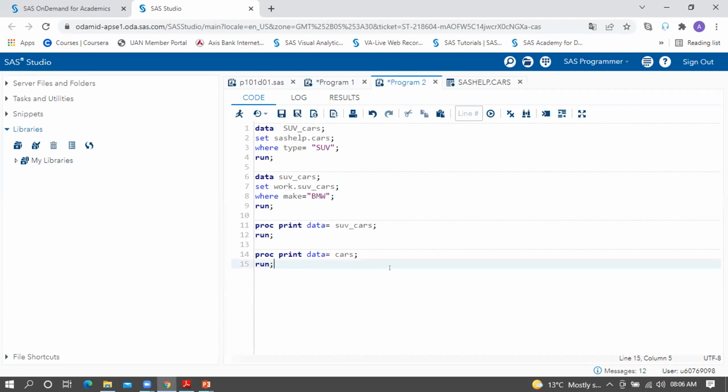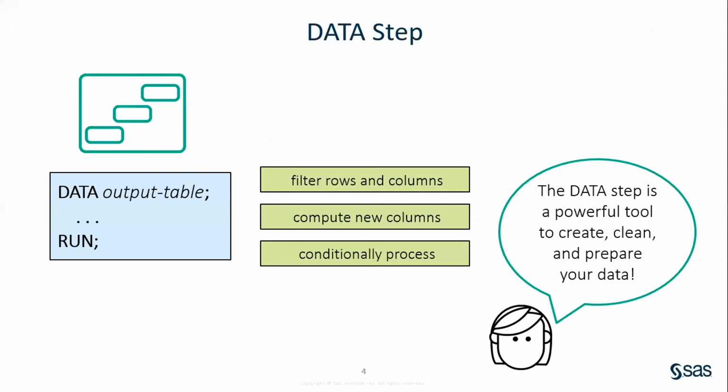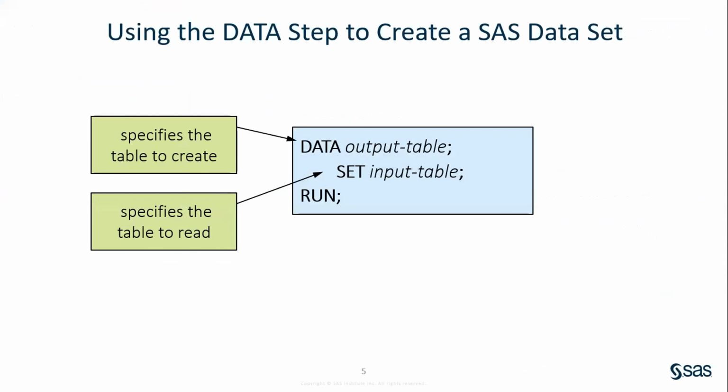All right. So this was about your data step introduction. Using your data step to create a SAS data set, you use these three statements. These are the default statements. Of course, this is the indication that you are creating a new table. This is the indication that you are reading from an input table. This is to stop your step. So the data statement specifies the table to be created, and the set statement specifies the table to read.